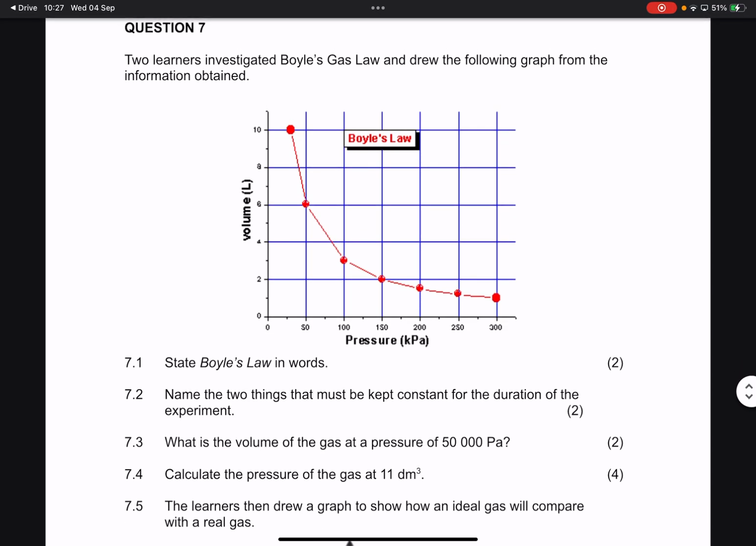So you can write there September 2023 in your book. How many people have not received this question paper now? 1, 2, 3, 4. Okay. September 2023. Question 7. Okay, and you can start there.